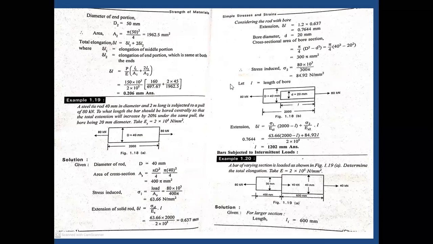In the second situation, we consider what will happen if the portion has a hole of diameter 20 mm. In the first situation, the specimen is a solid bar. In the second situation, the specimen has a hole of some depth. In the second situation, the data will be delta L equals 1.2 into 0.637.